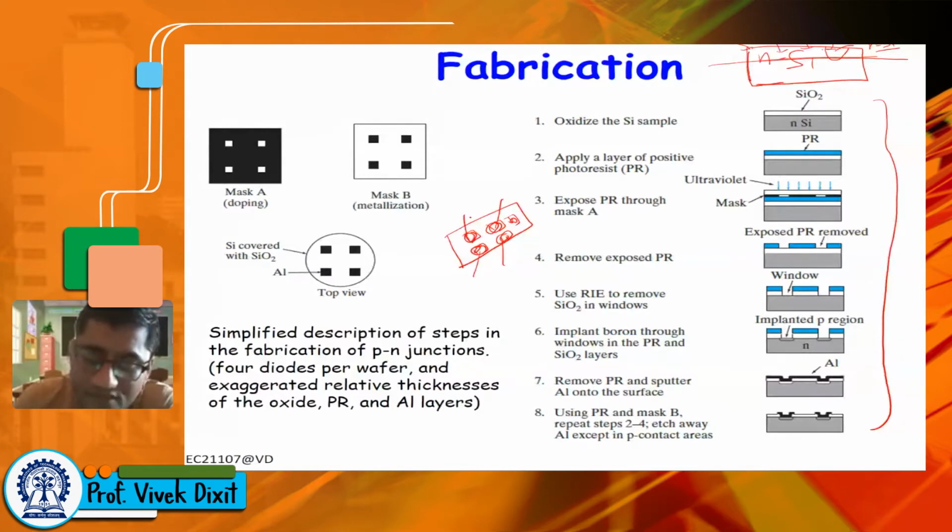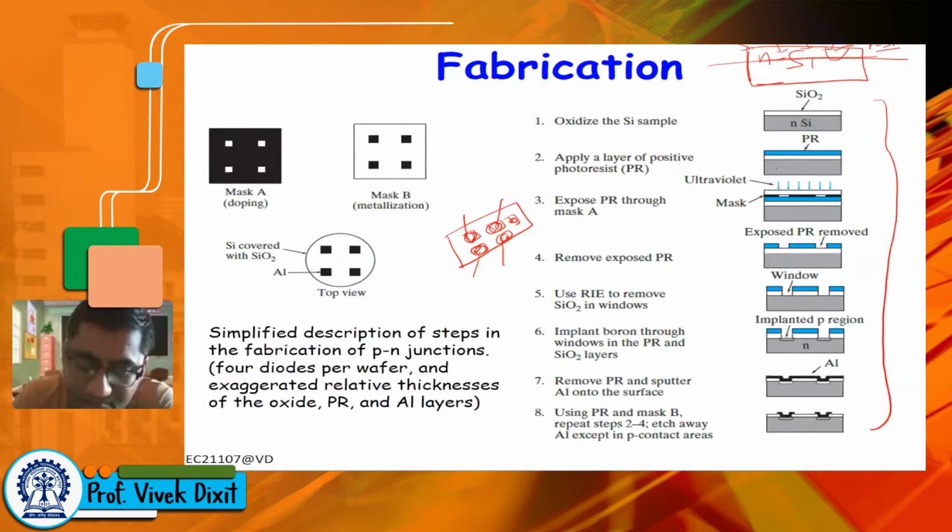What we do here, first of all, we oxidize the top surface, right? So this oxide basically acts as a barrier. Then we want to open some window through this oxide. So we want to selectively etch away the oxide. So how do we do that?